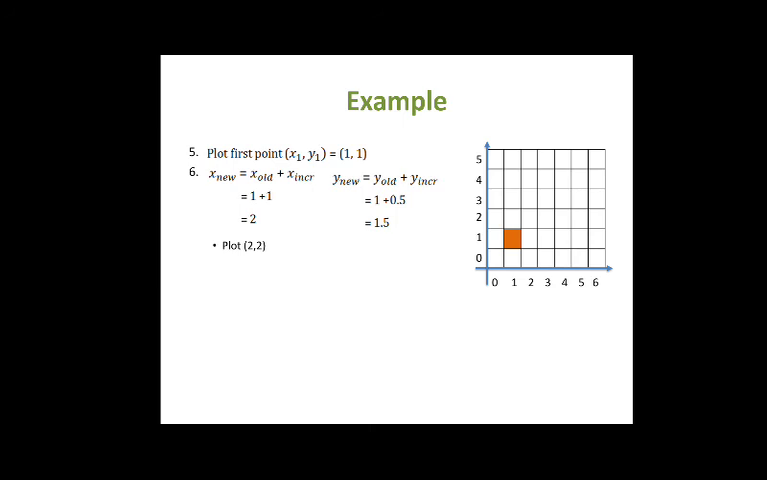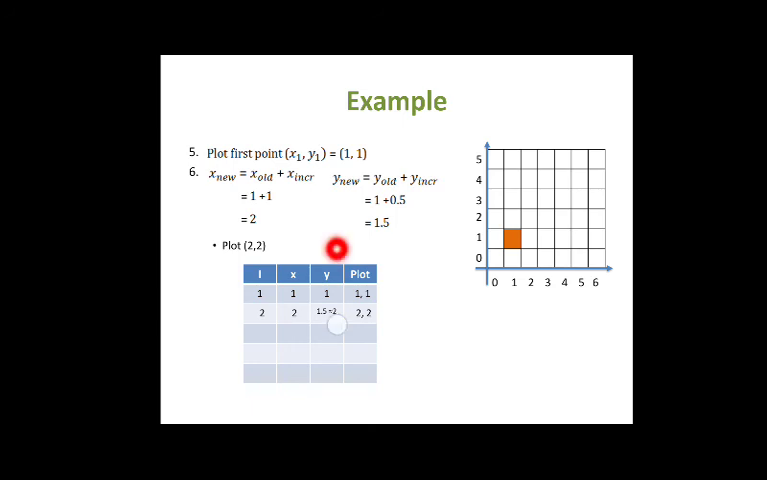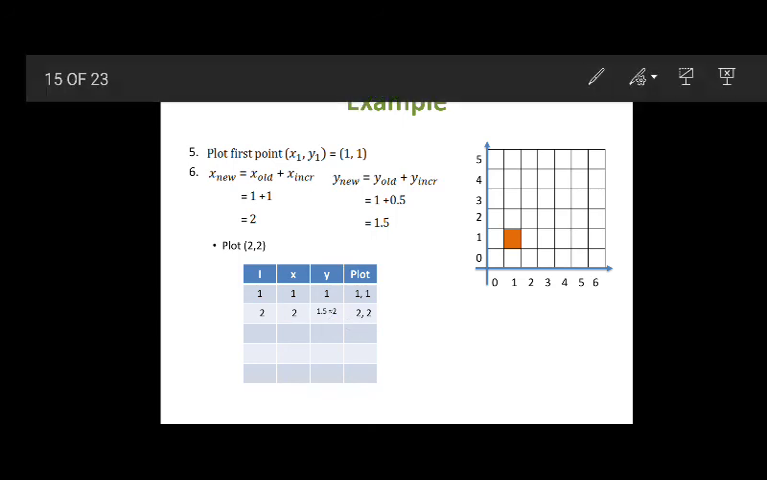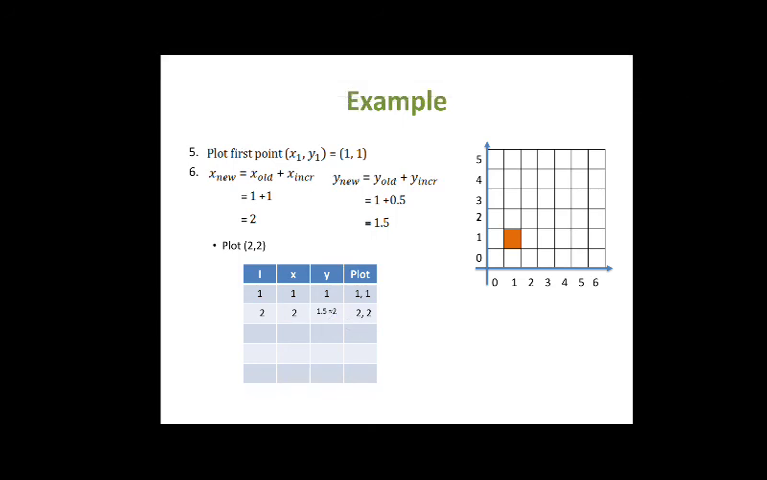For y new, what is the previous value of y? That is 1. And what is the y increment we got? 0.5. So it becomes 1.5. We cannot represent 1.5 on this screen, so that's why we round it off. So 1.5 is represented as 2. You can see here, and we will plot 2 comma 2 over there.